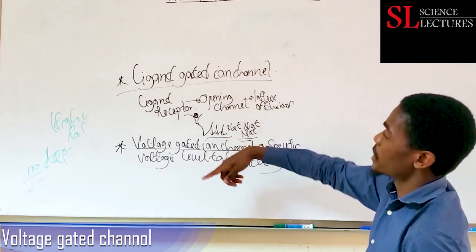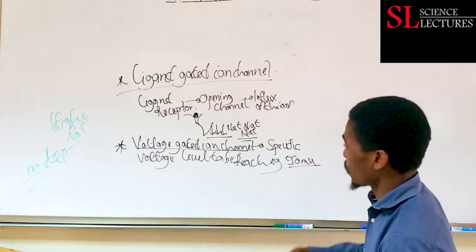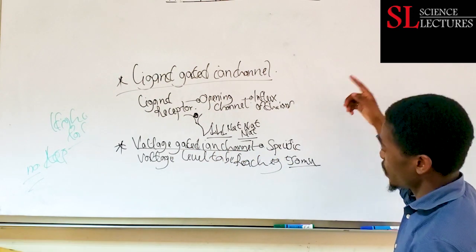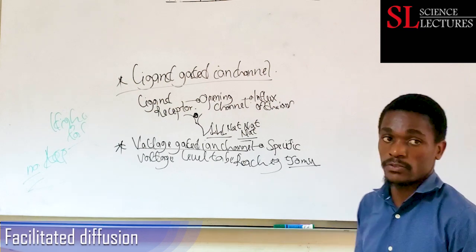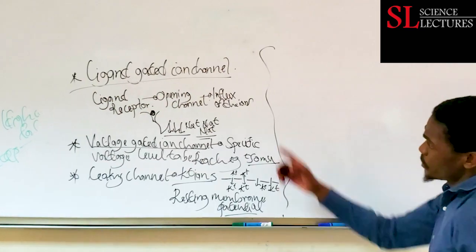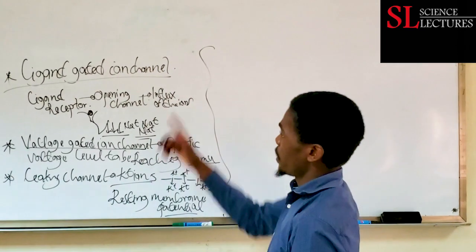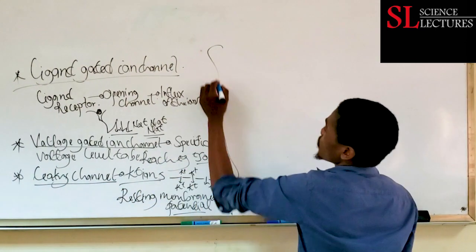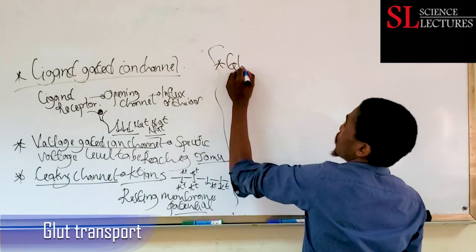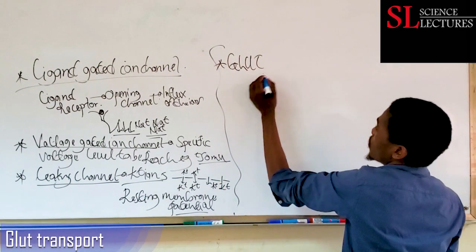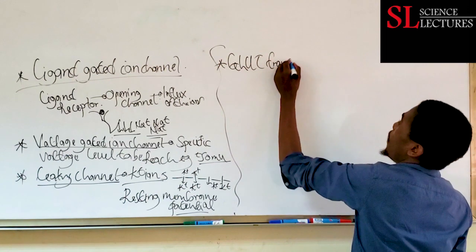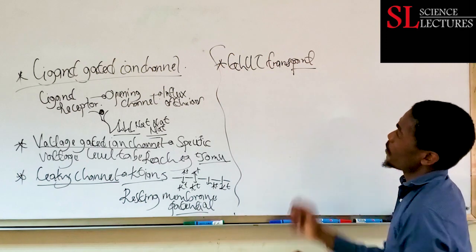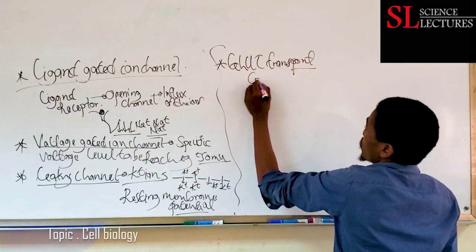Ligand-gated is based on a ligand attaching to a specific receptor, opening the channel, and influx of ions. A voltage-gated ion channel is where we reach a specific voltage, then these channels open and influx of the ions takes place. Another channel under facilitated diffusion is the glucose transporter. And this glucose transporter is used in transportation of glucose.